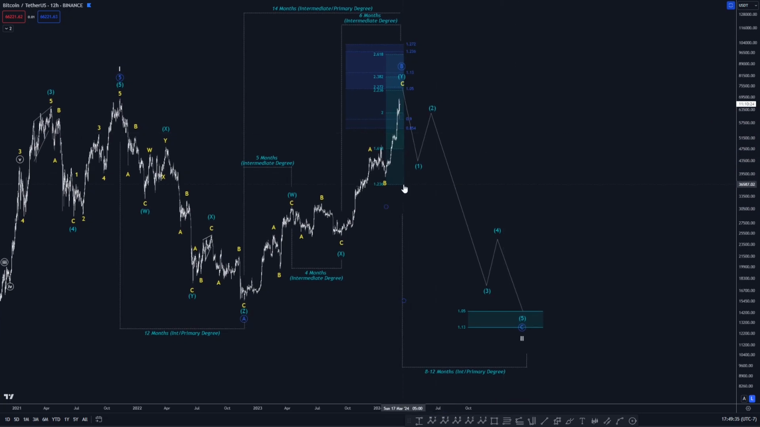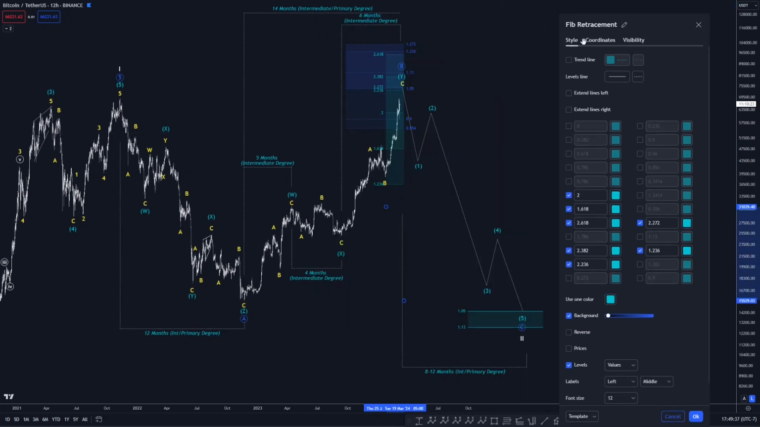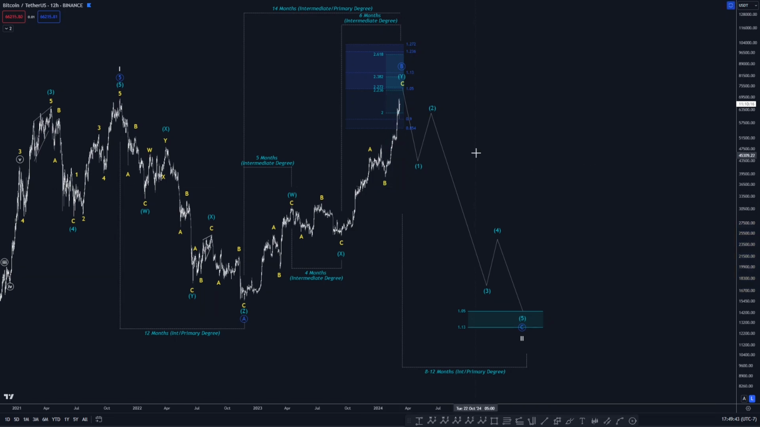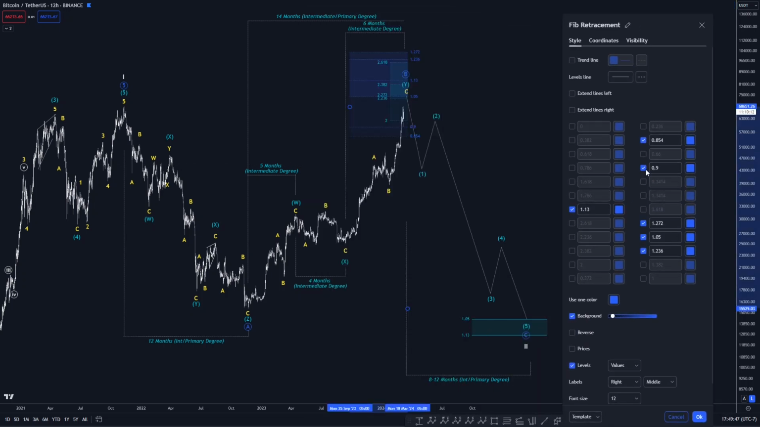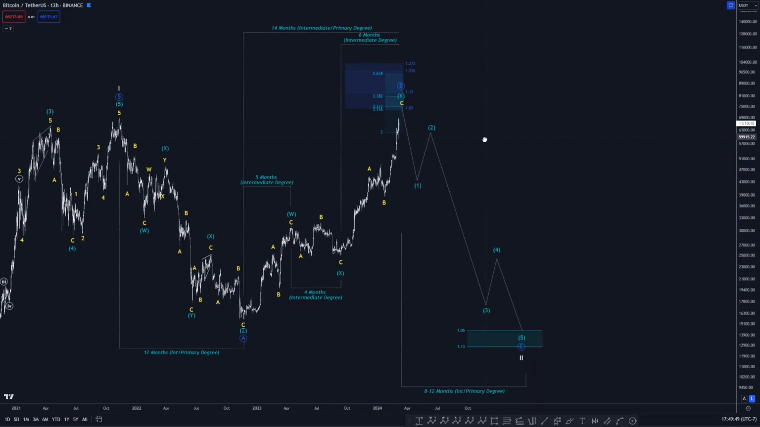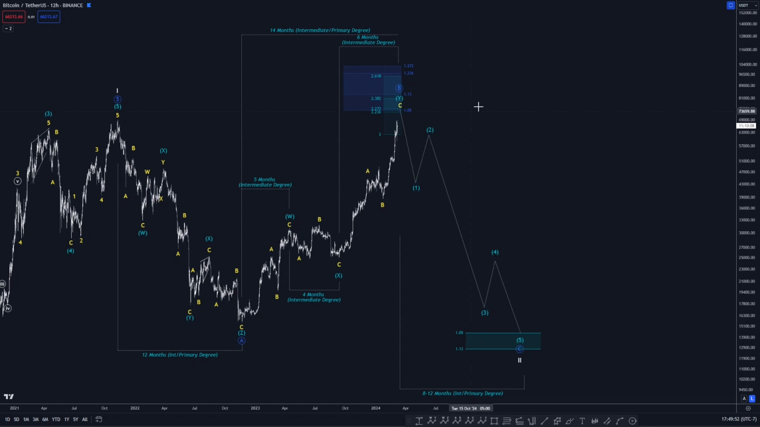So as of right now, I really can't put too much weight behind this count. It's valid, and I always preach that. I say if it's valid, you can't discount it. But it may not be the most probable right now at this time. So I'm going to continue to monitor it.